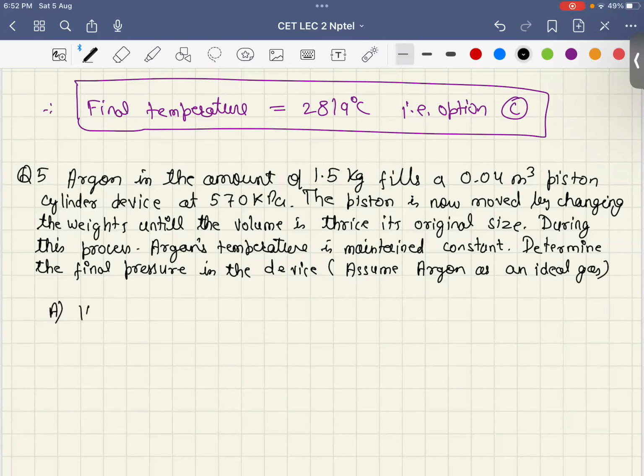Options are: option A, 167.67 kPa. Option B is 250 kPa. Option C is 190 kPa. And option D is insufficient information.